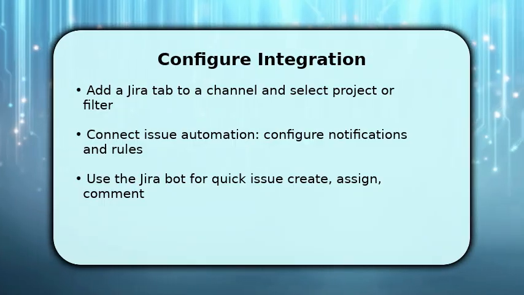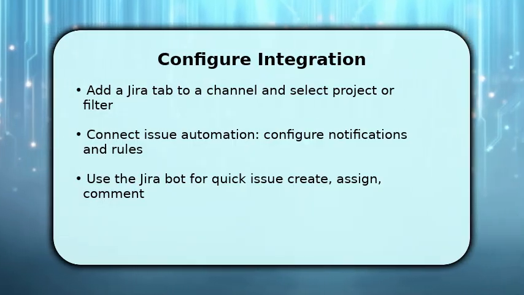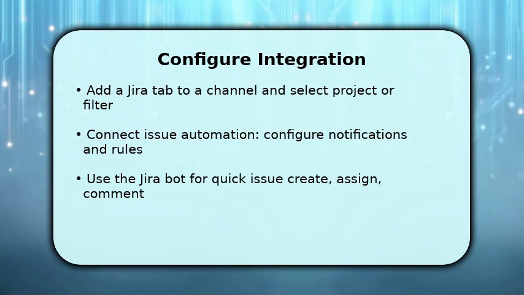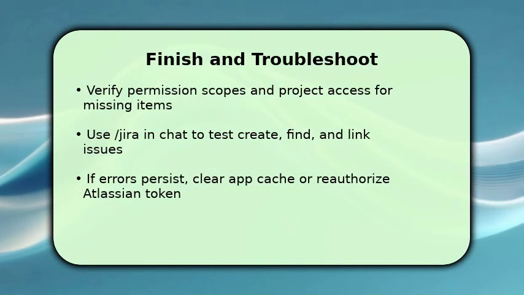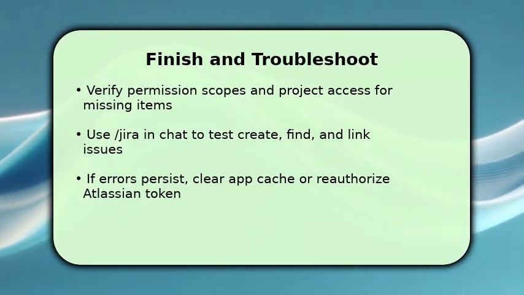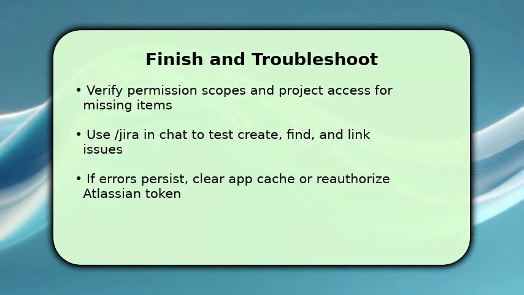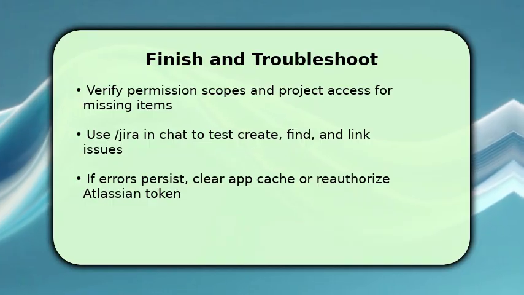Once done, your team will get real-time updates. Finish by validating the end-to-end flow. Create a test issue with /Jira create, confirm the tab shows it, and ensure channel notifications arrived. Make sure everyone has the correct project roles. Missing permissions are the most common failure.